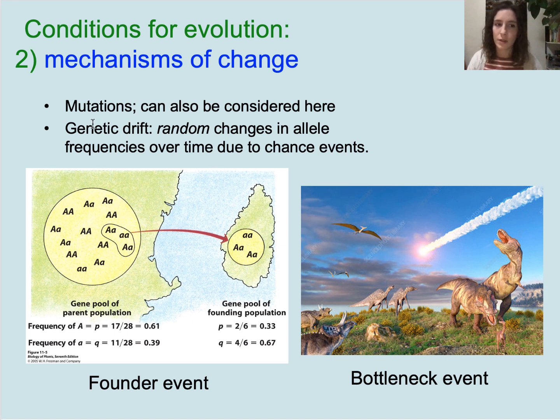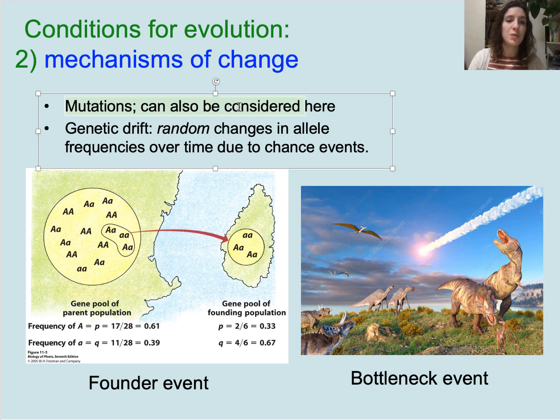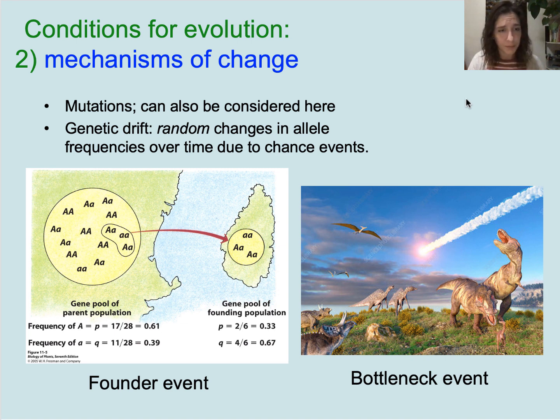Genetic drift is very similar to natural selection, except these are random changes in allele frequencies over time due to chance events. And natural selection, as we're going to be talking about, are non-random changes in allele frequencies. Okay. Sorry, I skipped over that first one. Mutations, they can also be considered here, as we've talked about. They can be a source of change, so I can't leave that out here. But to be specific about genetic drift here, these are kind of random chance events.